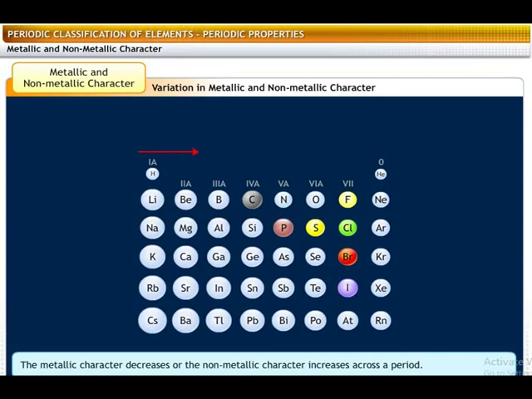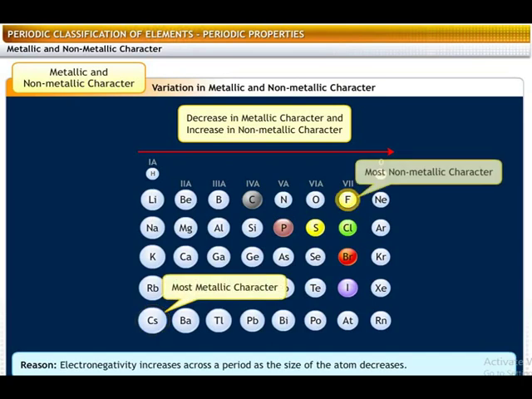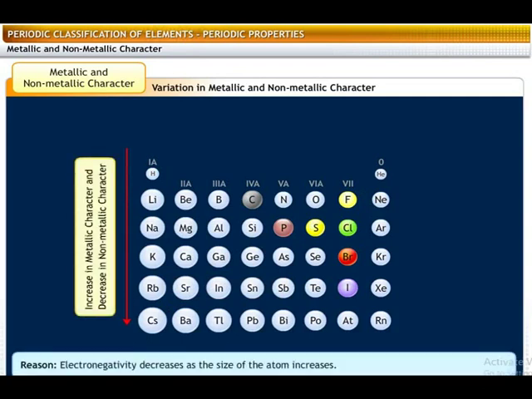Across a period, metallic character decreases and non-metallic character increases due to an increase in electronegativity. So, the tendency to lose electrons, or metallic character, decreases. For example, cesium has the most metallic character and fluorine has the most non-metallic character. Down the group, the metallic character increases or the non-metallic character decreases. This is because the increase in the atomic size decreases the electronegativity, which increases the metallic nature or decreases the non-metallic nature.